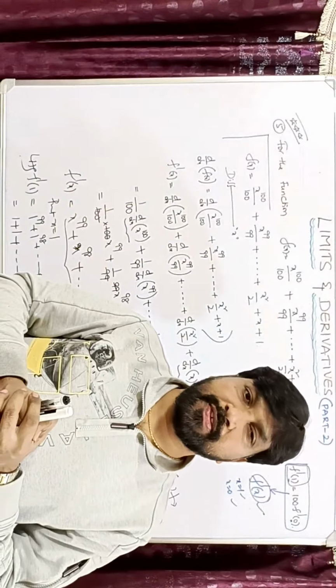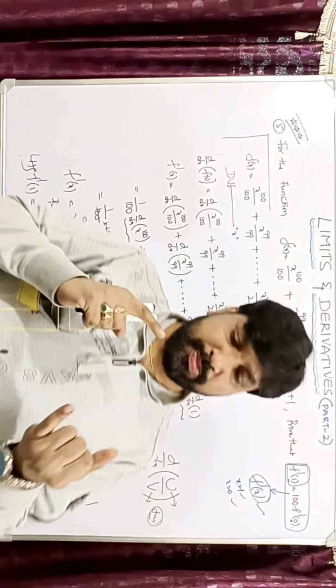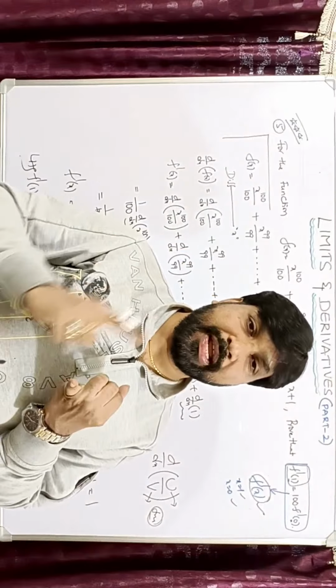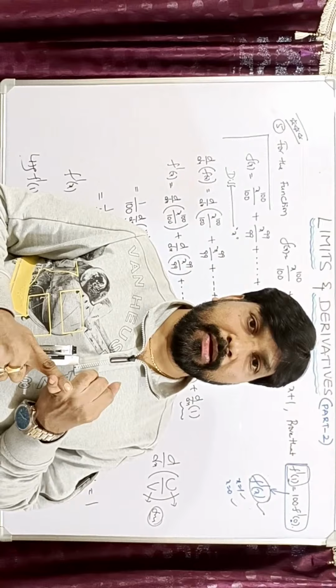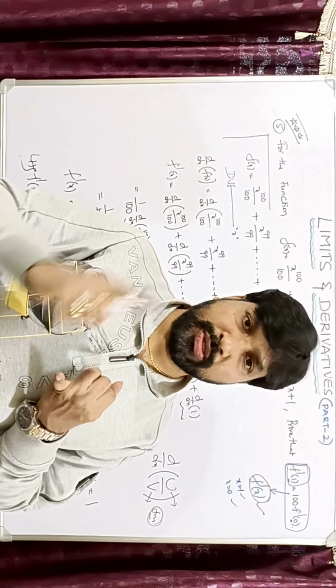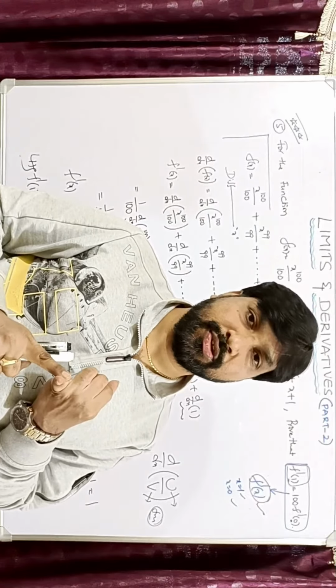So this is for today's session, and I need to explain the sandwich theorem, that is, limit x tends to 0, sin x by x is equal to 1. I will do a separate video on that, the proof of limit x tends to 0 of sin x by x equal to 1, very soon.